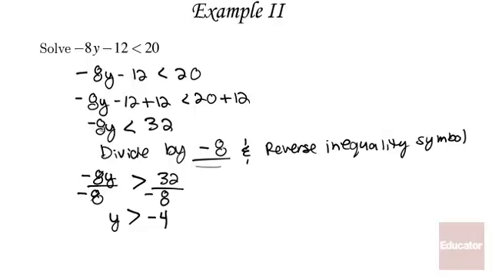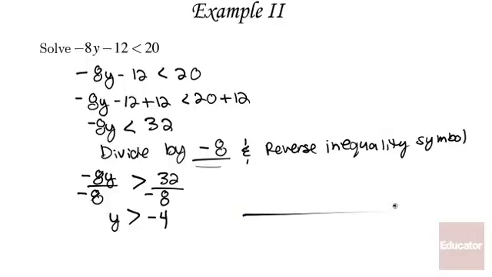Okay, just to review, my first step was to add 12 to both sides so that I ended up with negative 8y is less than 32. In order to isolate the y, I had to divide both sides by negative 8, and as soon as I saw I was dividing by a negative number, I went ahead and reversed the inequality symbol, which gave me a greater than. So I ended up with y is greater than negative 4.